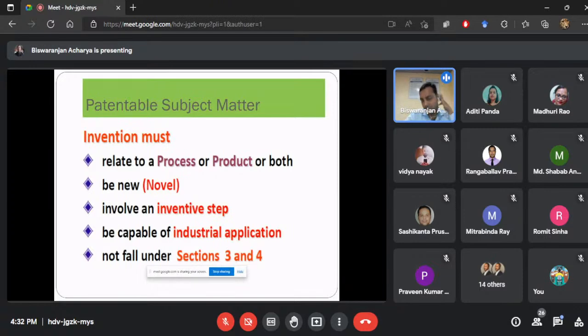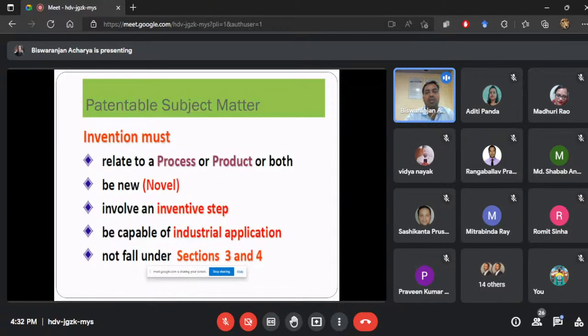Be new, something new, involving inventive steps. An already existing system can be modified after invention. Be capable of industrial application, and not fall under section 3 and 4. Some medical-related things or natural laws cannot be patentable, so it must not fall under section 3 and section 4. I'll give it in a slide also.